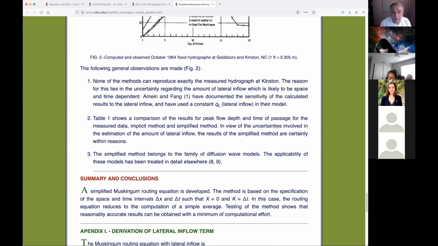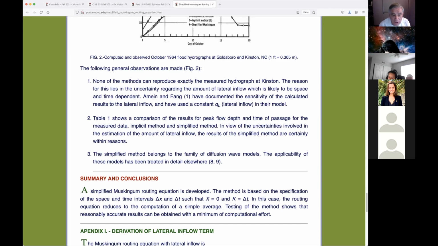So none of the methods can reproduce exactly the measured hydrograph. And this is what I'm saying: routing is an art, really. It's not a precise calculation. There's all kinds of ifs and buts. The reason for this lies in the uncertainty regarding the amount of lateral inflow, which is likely to be time and space dependent, at least space dependent.